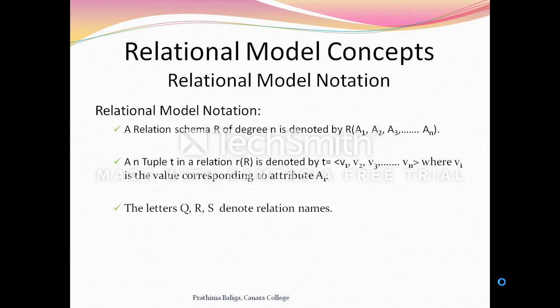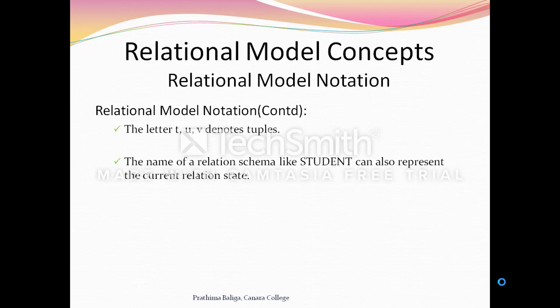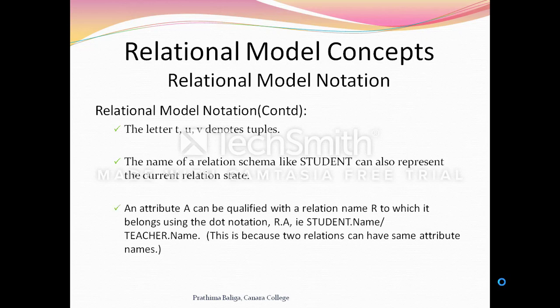Capital letters like P, Q, R, S are used to denote relation names. Small letters like p, q, r, s denote relation states. Letters t, u, v represent tuples. Sometimes the name of the relation schema, like student, also represents the current relation state.